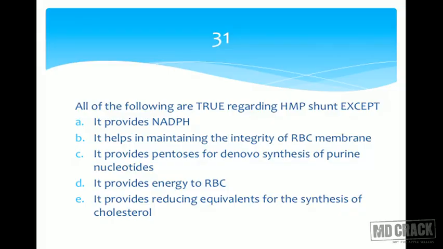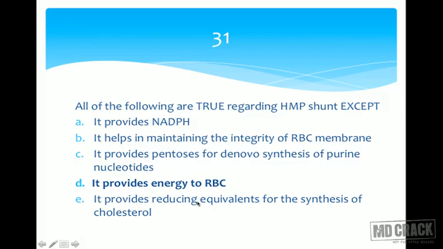All of the following are true regarding the HMP shunt except: it provides NADPH; it helps in maintaining the integrity of the RBC membrane; it provides pentoses for de novo synthesis of purine nucleotides; it provides energy to RBC; it provides reducing equivalents for the synthesis of cholesterol. This should have been easy because of the last question. Yes, it is the exception: it does not provide energy to RBCs.